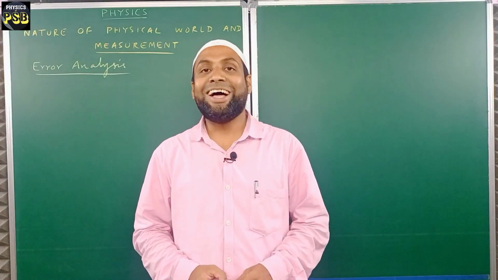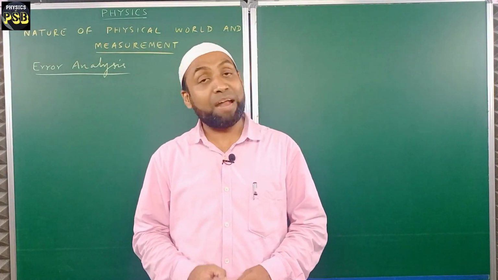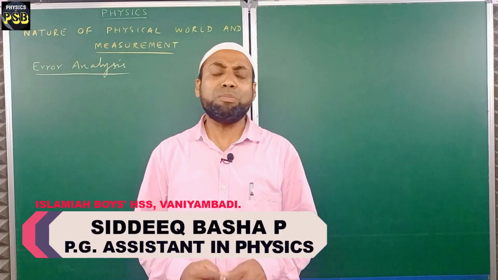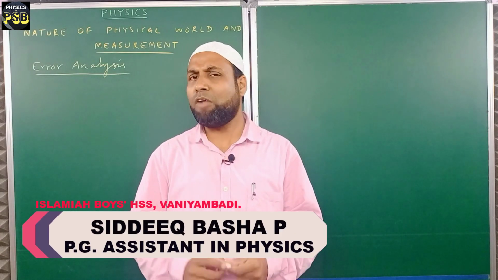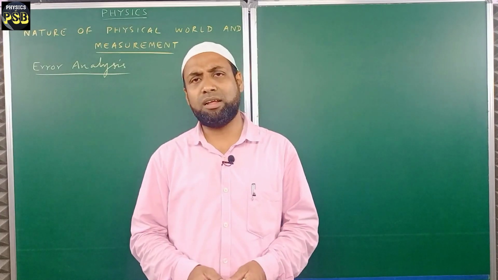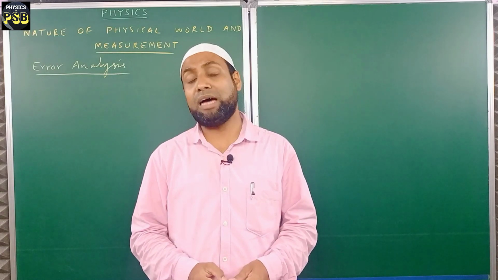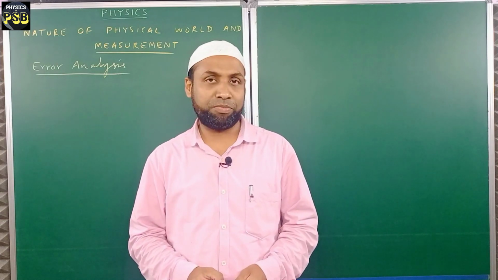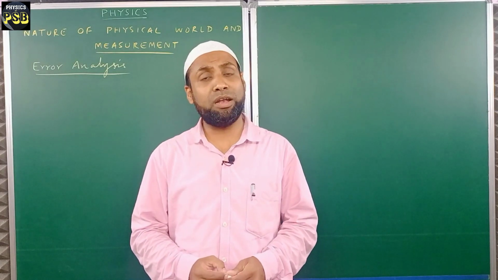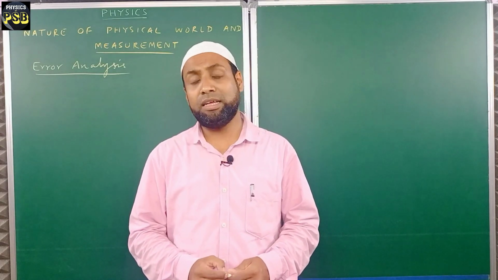Assalamu alaikum. We know a quantity that can be measured is referred to as a physical quantity. In the measurement of any physical quantity, we always come across some sort of error. What is this error? Error is nothing but uncertainty in the measurement. It can also be defined as the difference between measured value and the true value.